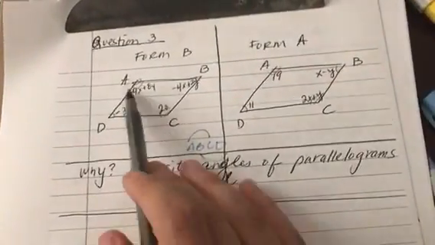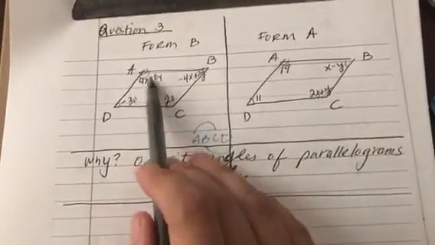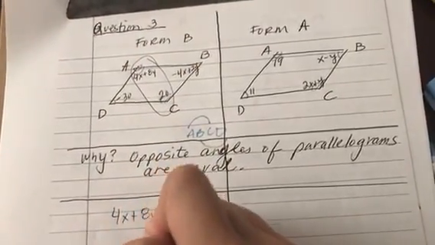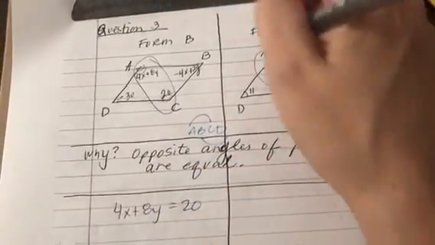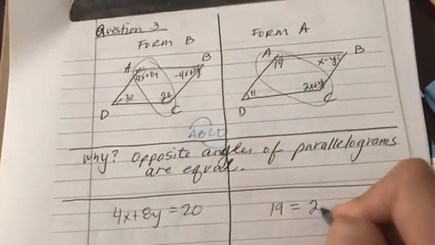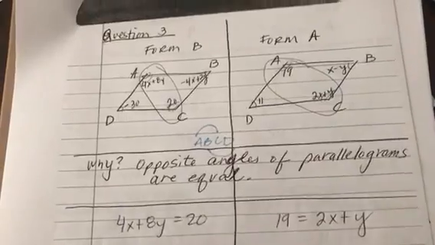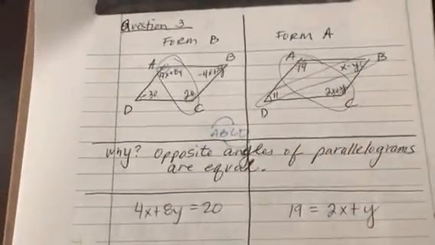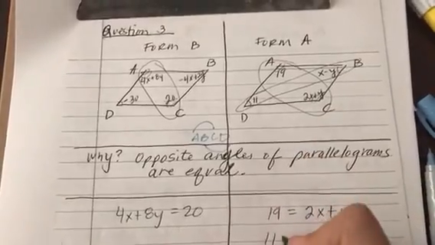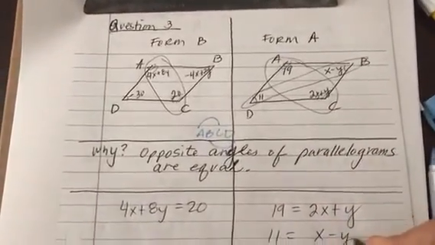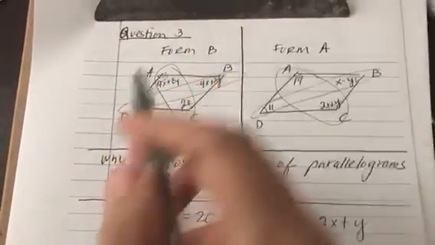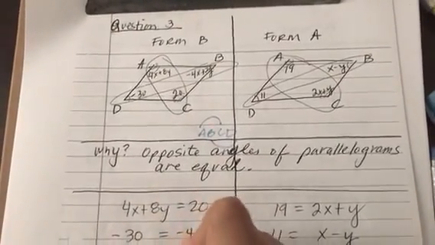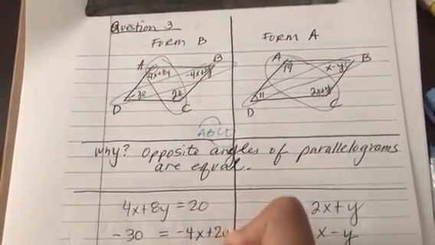So I'm gonna set up both of these equations. We know opposite angles are equal, so these 2 have to be equal. 4x plus 8y has to equal 20. These have to be equal. 19 has to equal 2x plus y. Now we also know then that these 2 would have to be equal. So 11 would have to equal x minus y. And these 2 would need to be equal. Negative 30 has to equal negative 4y plus 2y.